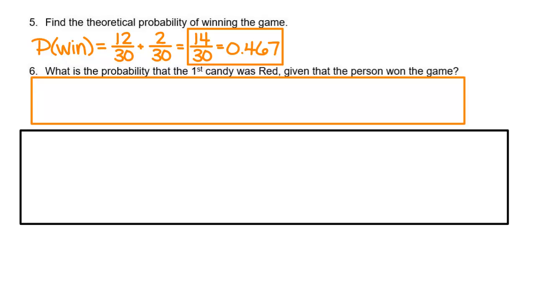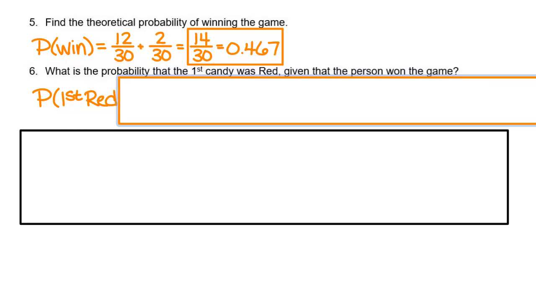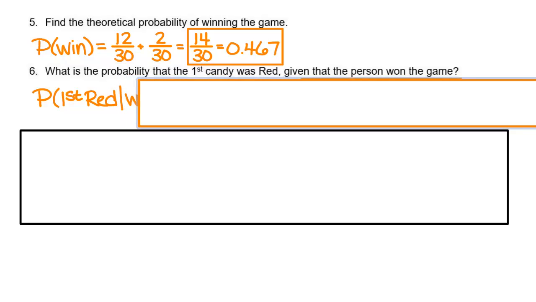What is the probability that the first candy was red, given that the person won the game? So first of all, let's talk about notation. Notation is important because that tells me how to set things up. The probability that the first candy was red looks like this. What's the symbol for given that? Vertical line. So the probability that the first is red, given that what? Given W, or given that they won.